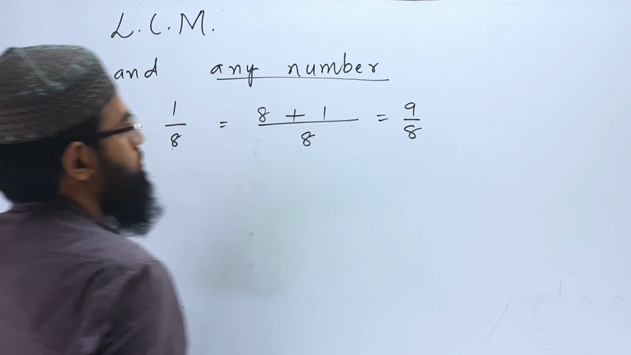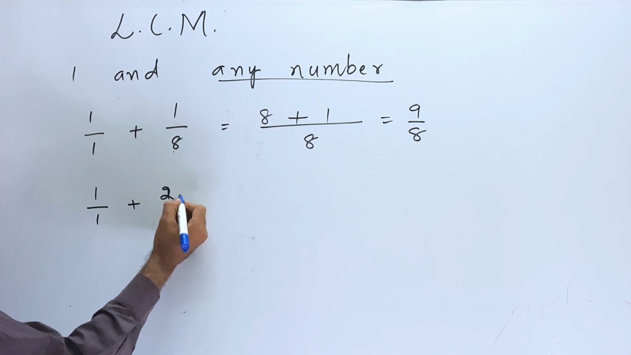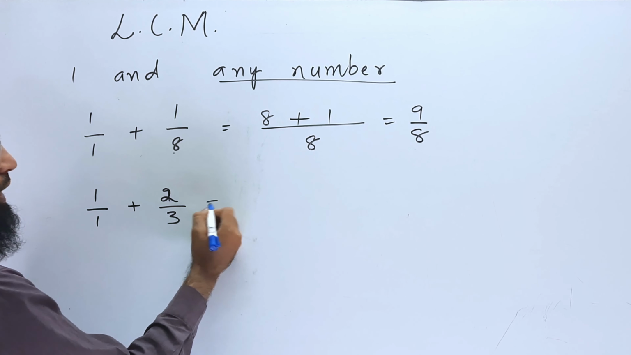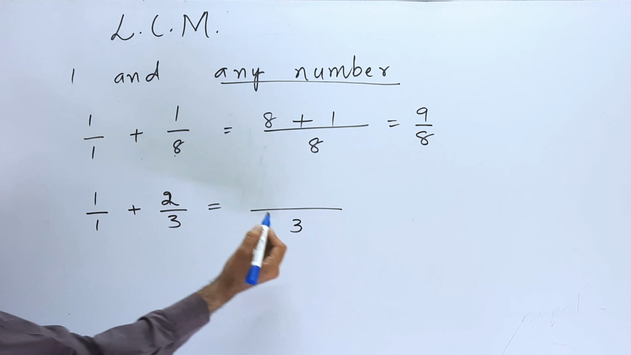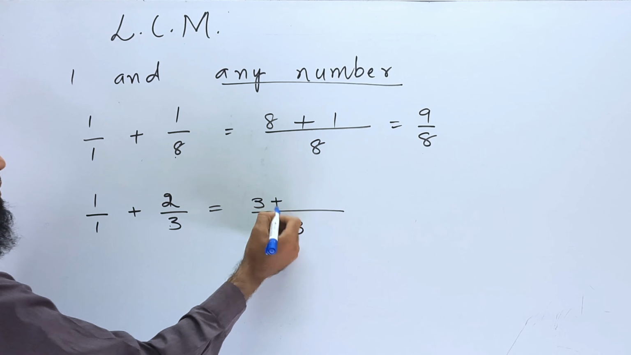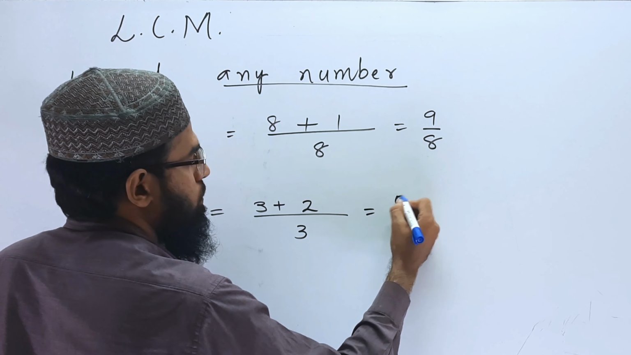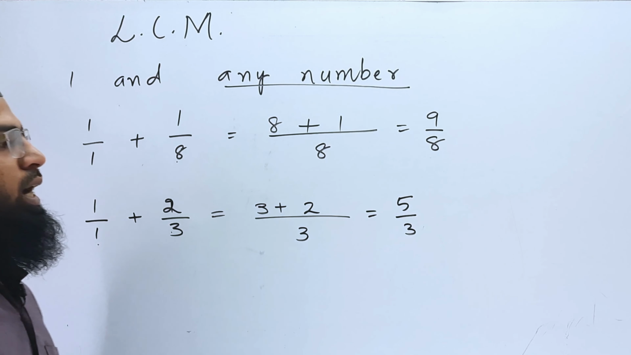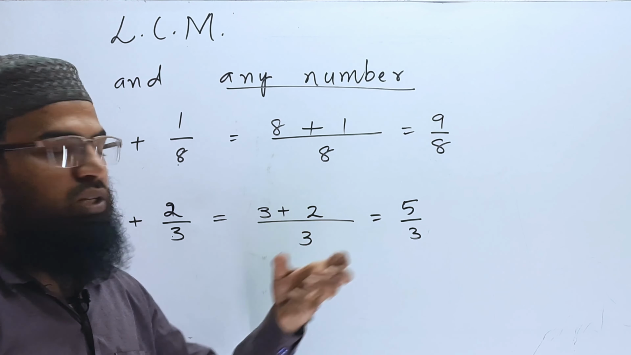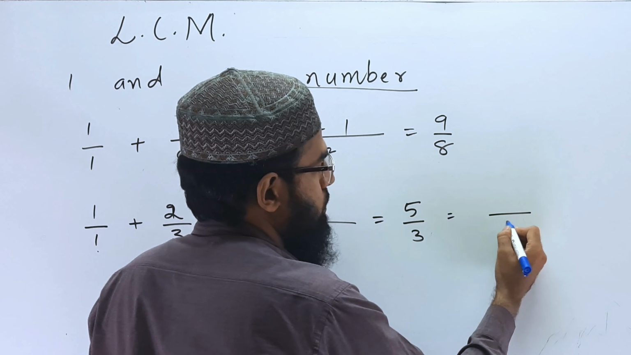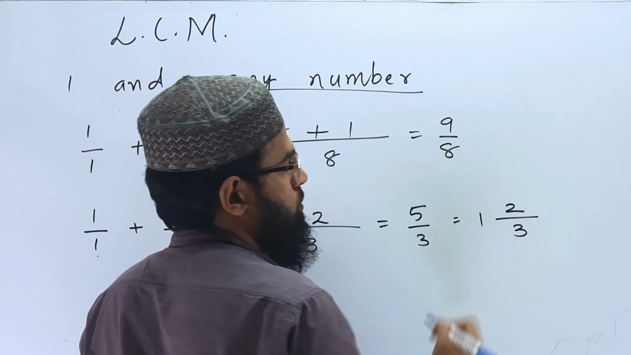9 by 8. Or else we can take any other number like 1 by 1 plus 2 by 3. So here the LCM will be 3, as we are having 1 and 3. So 3 ones are 3 plus 1 twos are 2. So 3 plus 2 is 5 by 3. As we can see, the numerator is bigger than the denominator. So we can write this in mixed fraction also. Like this. 3 ones are 3. So the remainder is 2. Like this.